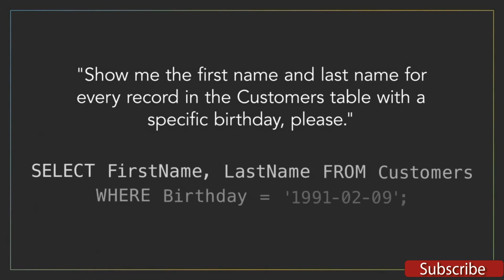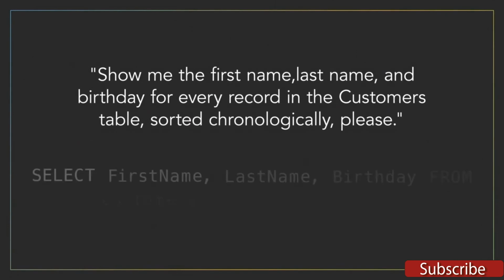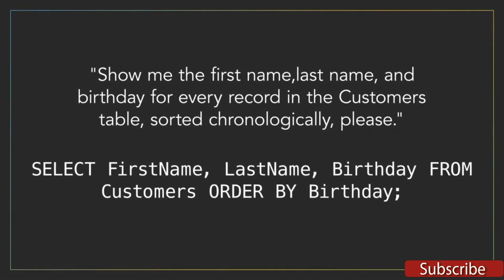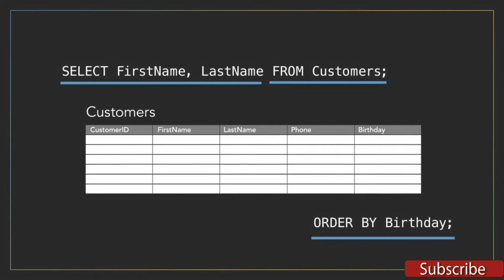This statement, for example, will show us the first name and last name of customers with a specific birth date. And this one will return us a list of customers' names and birthday dates sorted chronologically by birthday. In the first example, we have two clauses. In the first clause, there are field names, and in the second clause, there is the name of the table to read the fields from.